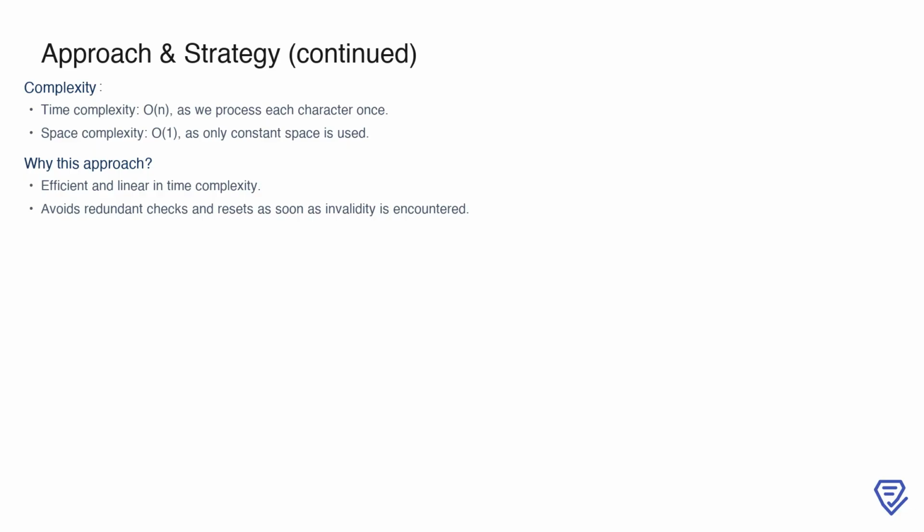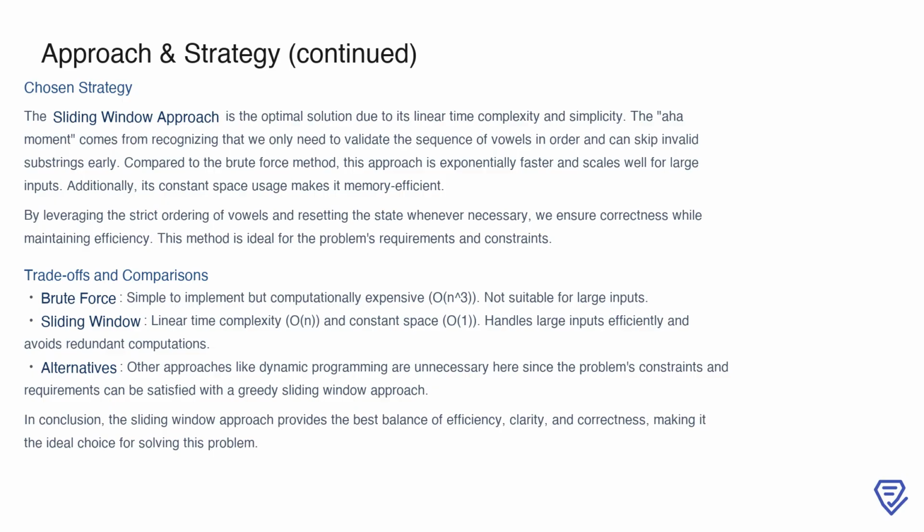These characteristics make this approach ideal for solving the problem efficiently, even for large input sizes. The method's efficiency stems from its ability to avoid unnecessary computations by promptly resetting whenever an invalid character or sequence is encountered. This ensures that we focus only on valid substrings and skip over invalid ones as quickly as possible. Given the problem's requirements, the sliding window approach emerges as the optimal solution.